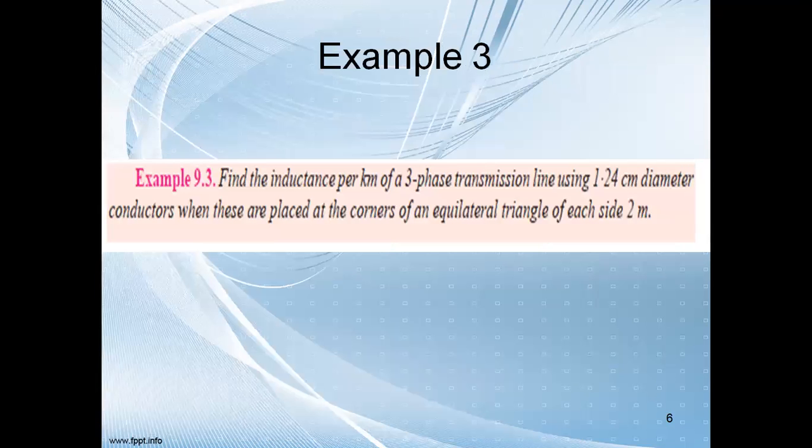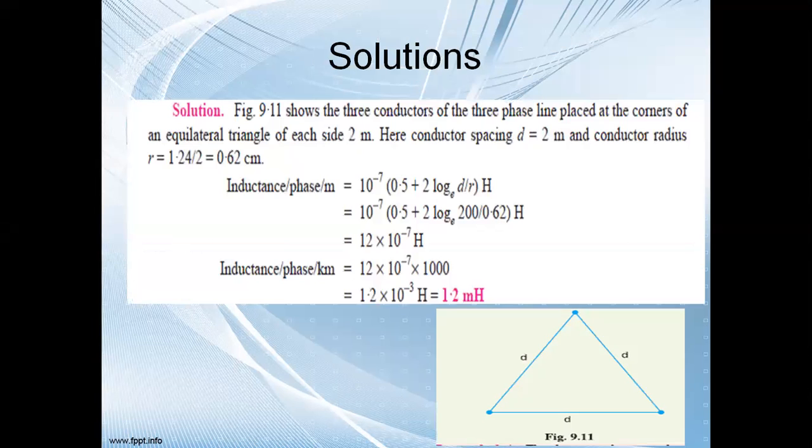Now, next problem: find the inductance per kilometer of a three-phase transmission line using 1.24 centimeter diameter conductors when these are placed at the corners of an equilateral triangle of each side 2 meters. So there is an equilateral triangle, a three-phase line, and the diameter of the conductor is 1.24 centimeter. We are supposed to calculate the inductance of the line. So, what is the value?